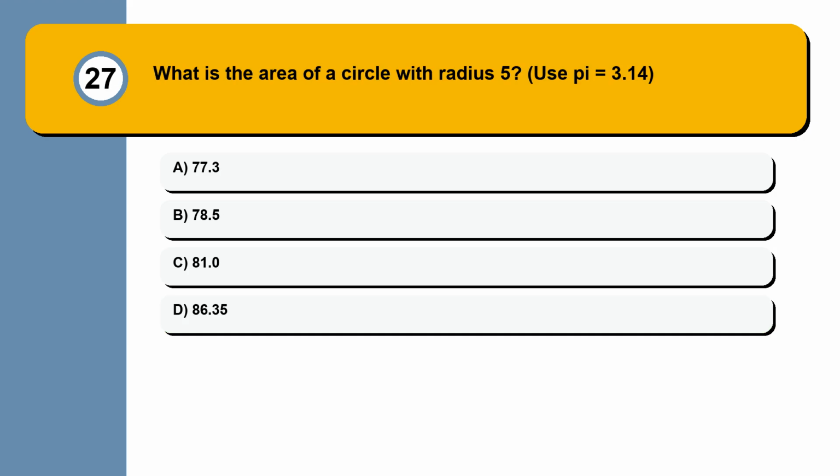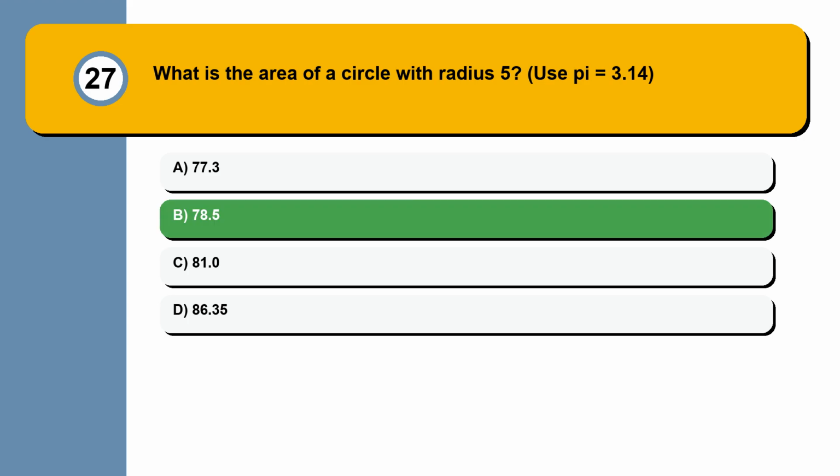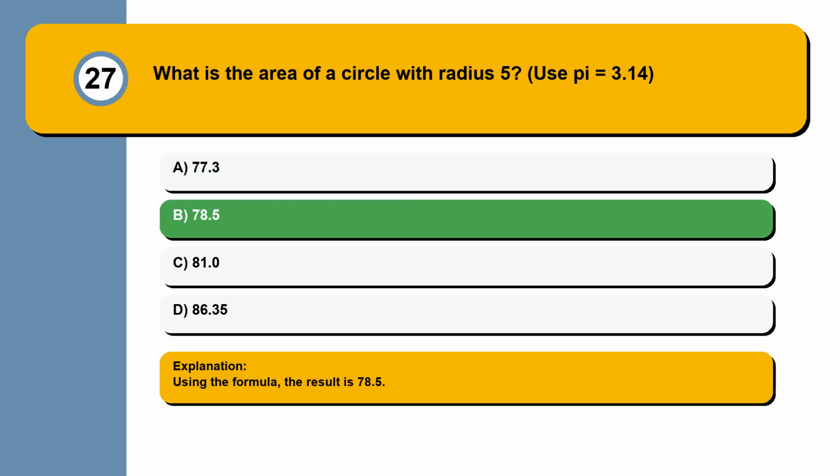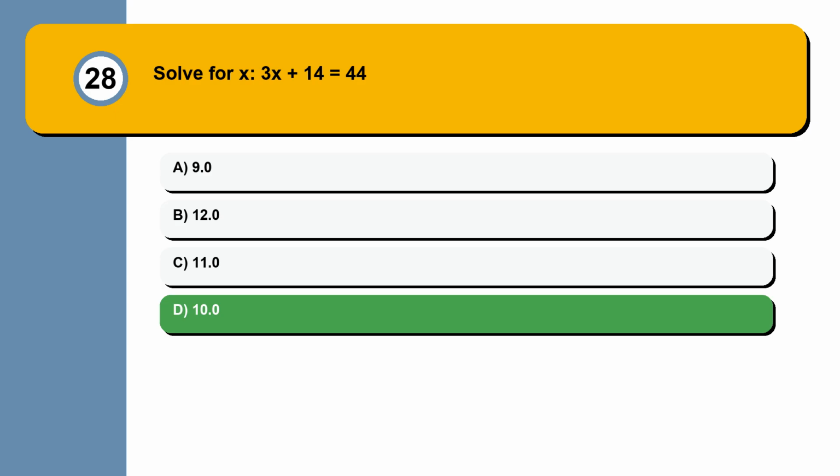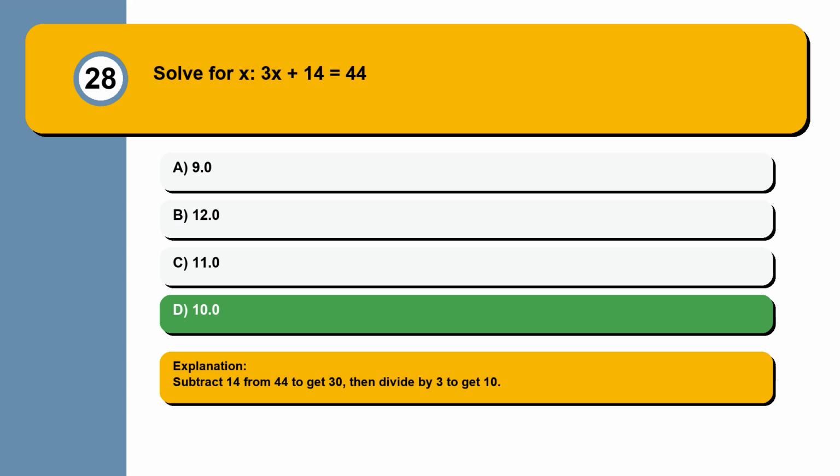Question 27. What is the area of a circle with radius 5? Use pi equals 3.14. Options: 77.3, 78.5, 81.0, 86.35. Using the formula, the result is 78.5. Question 28. Solve for x. 3x plus 14 equals 44. Options: 9, 12, 11, 10. Subtract 14 from 44 to get 30, then divide by 3 to get 10.